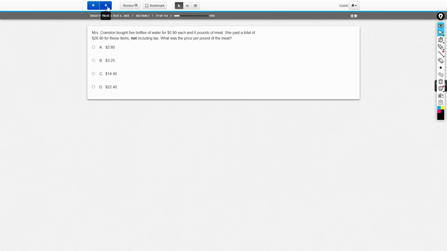Next, we know that Miss Cranston bought 5 bottles of water for 90 cents each. Not 99, but just 90, and 8 pounds of meat, and we know she paid a total of $26.90 for these items without tax. We want to know the price per pound of the meat. So we know that she has 5 water bottles.